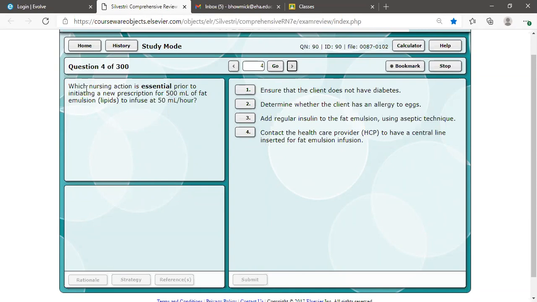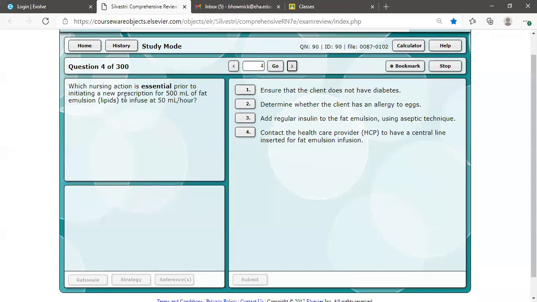They said, which nursing action is essential prior to initiating a new prescription for 500 ml of fat emulsion to infuse at 50 ml per hour. So the flow rate is 50 ml per hour, right? And the doctor's prescription says 500 ml of fat emulsion needs to be infused. So if the question is like this, what do we have to do?